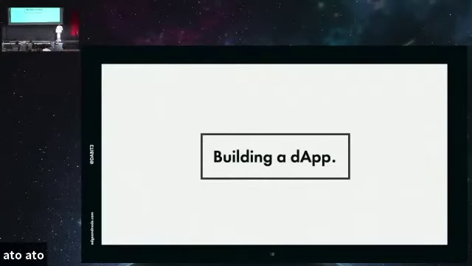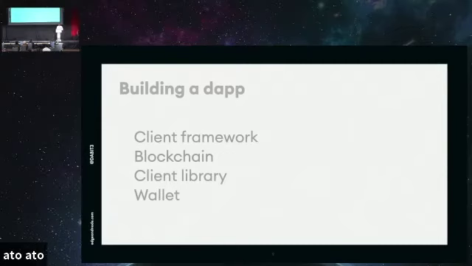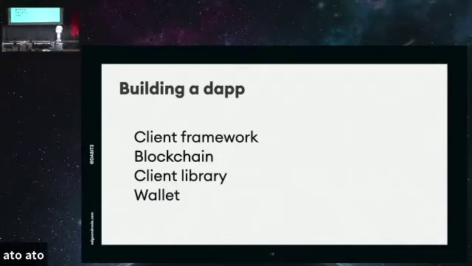So how do you actually build one of these applications? And this is what we're going to do here now. Well, to get started, the bare minimum, you typically would need something like a front-end framework. You want to choose what type of blockchain you want to build on. Anything that supports a smart contract is something that would kind of fit into this category. You want to choose your client library.